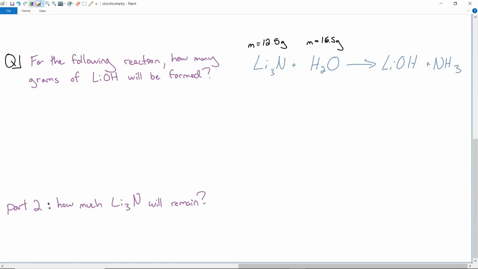So very similar to our first stoichiometry question. However, this time we have 2 reactants with 2 different masses. And one of them is going to be our limiting reactant. So one of them will determine how much lithium hydroxide will form. But the first step is still the same. We need to balance our chemical equation and also think about mole ratios.